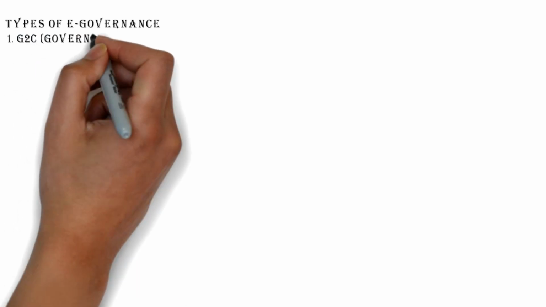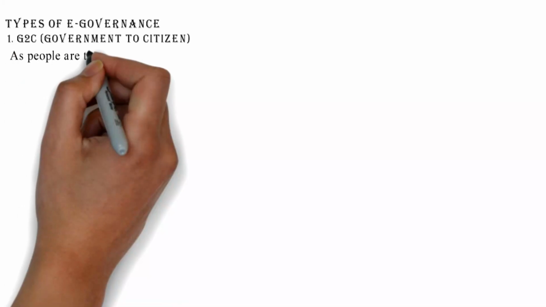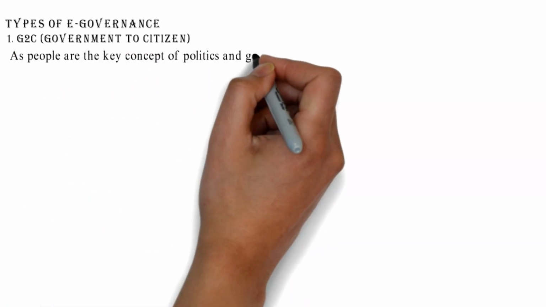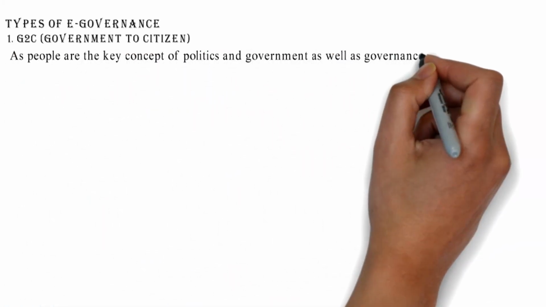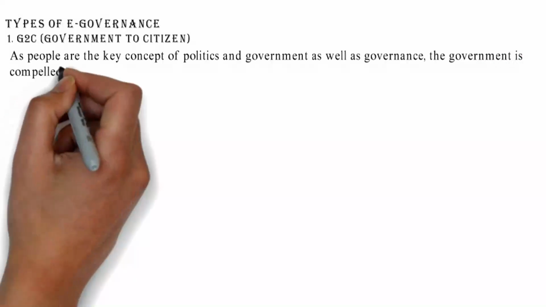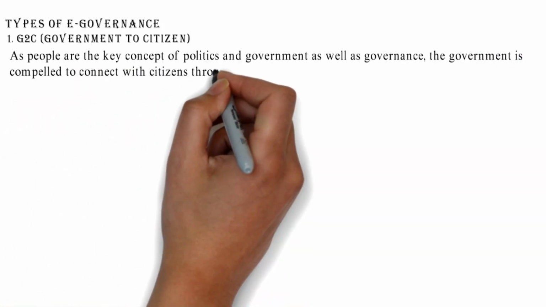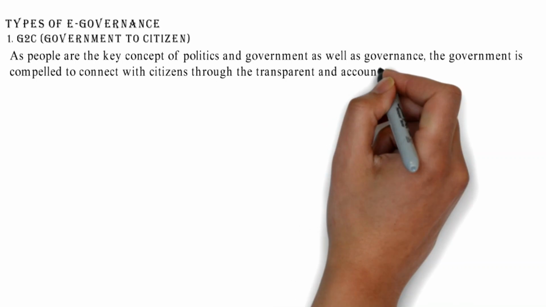Types of e-governance. 1. G2C, government to citizen. As people are the key concept of politics and government as well as governance, the government is compelled to connect with citizens through a transparent and accountable order.